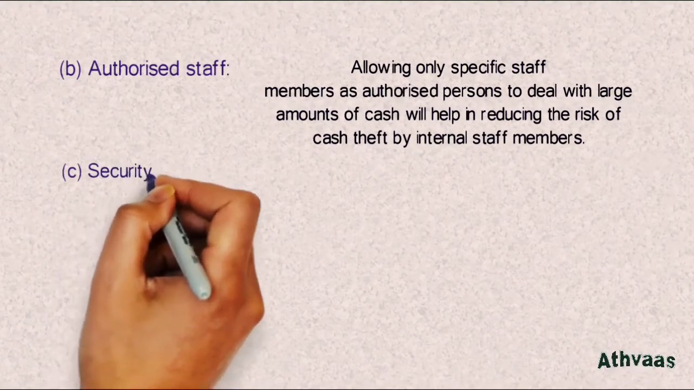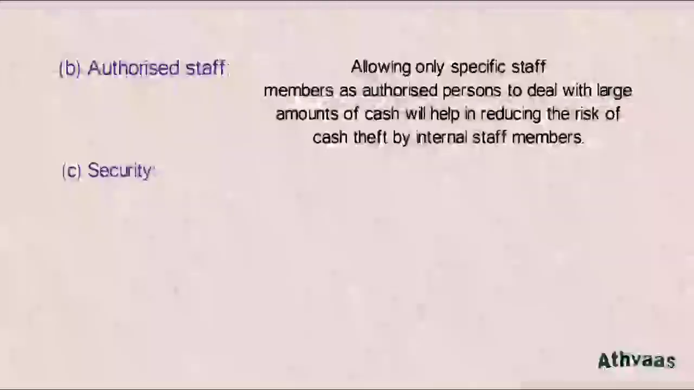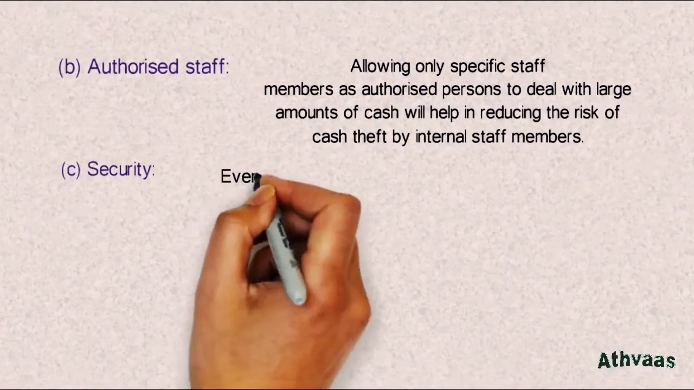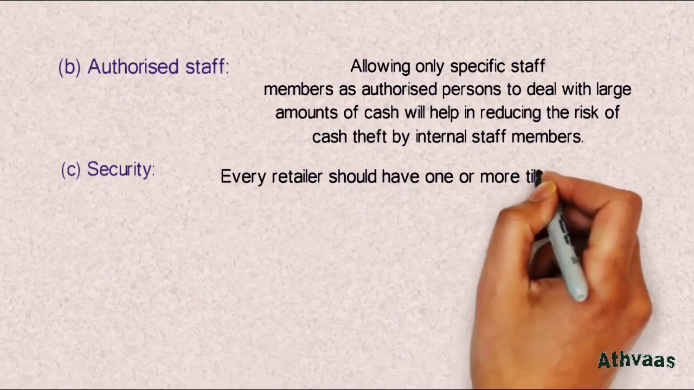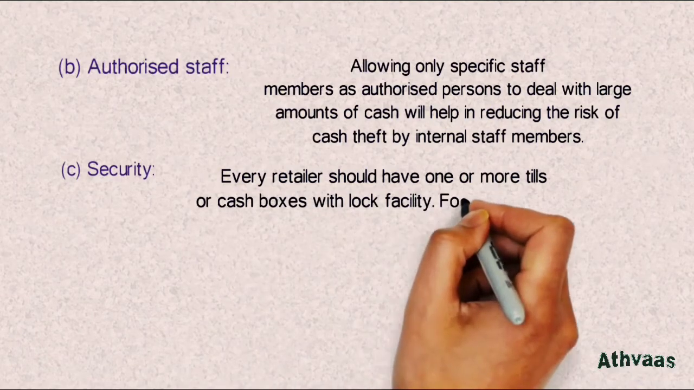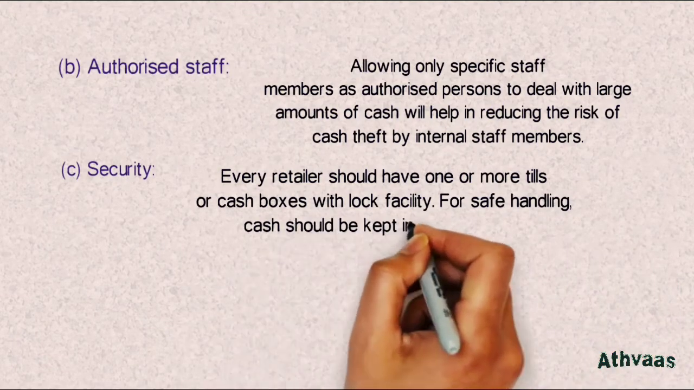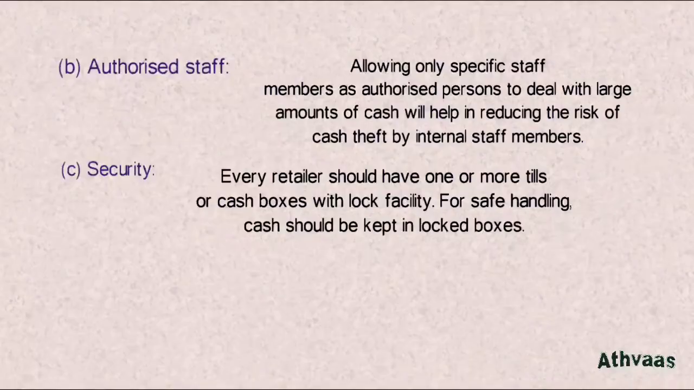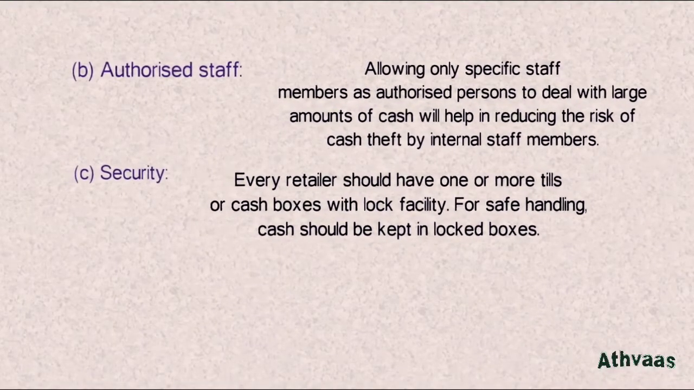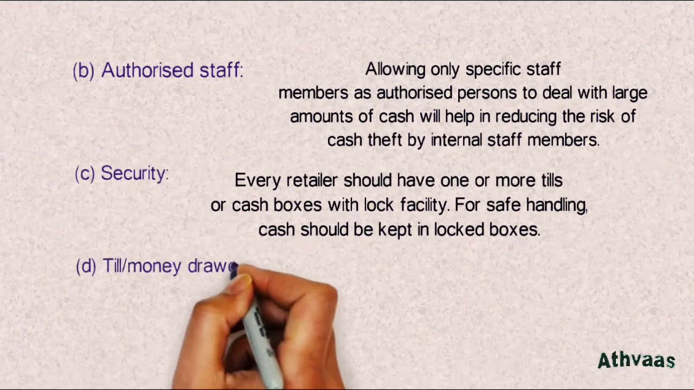The third procedure is security, which is the most important one. Every retailer should have one or more till boxes at the facility for safe handling of cash, and they should be put in locked boxes. Additionally, CCTV cameras and security personnel should be kept at important positions.